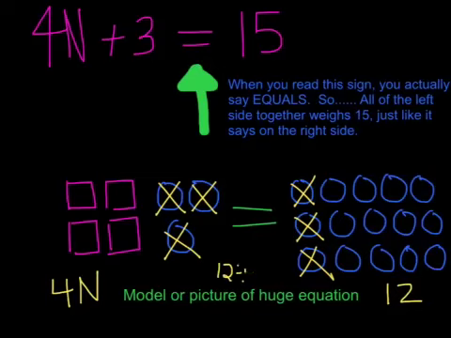If I do 12 divided by 4, that's going to tell me how much is in each one of those boxes. So 12 divided by 4 is 3. If I put a 3 inside each one of these boxes, I can add them up. 3, 6, 9, 12. So now my picture of 4 squares equals the same thing as 12 circles because they all represent 1.